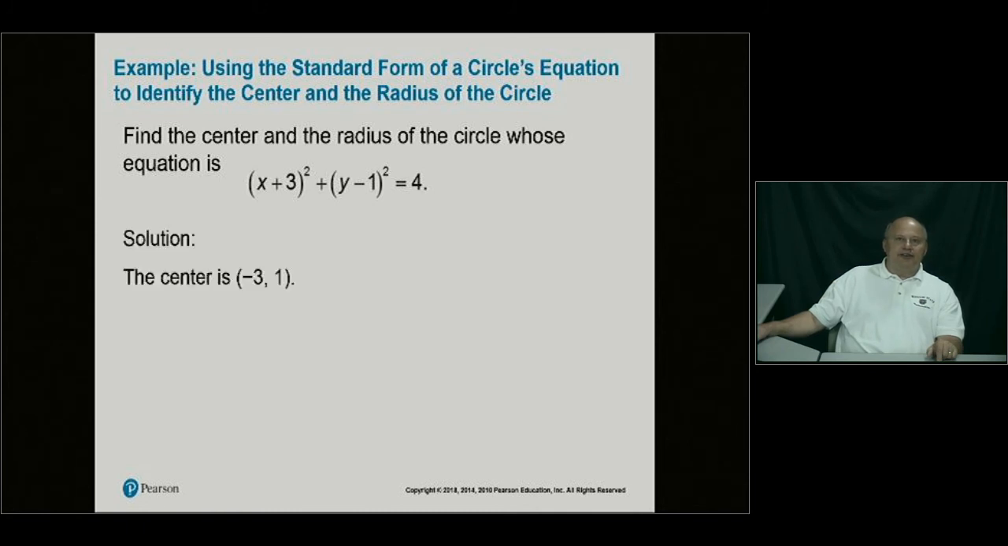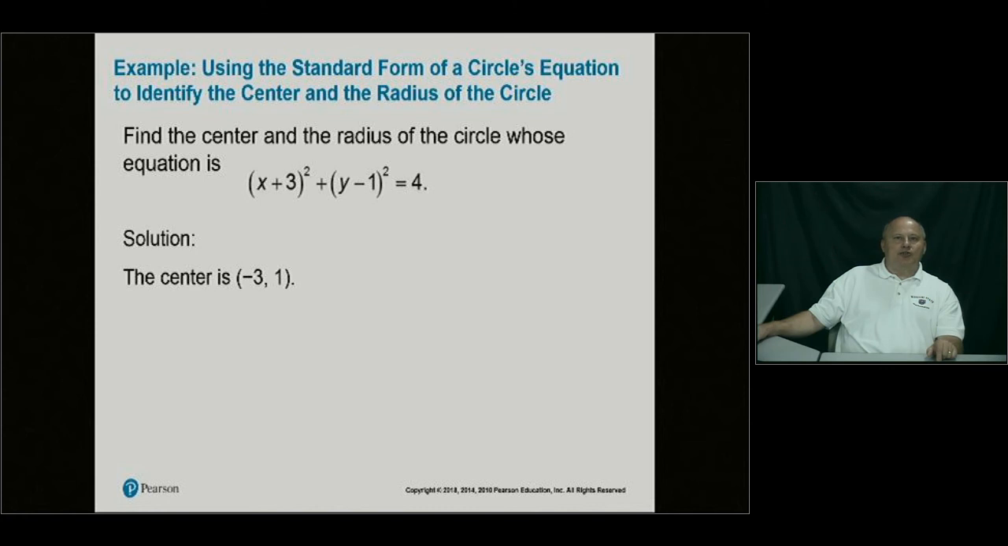So the solution here, the center is -3, 1. You're like, why is that? Well, because remember, it's x minus h. So minus h equals 3. If minus h equals 3, then h is -3. And then minus k equals -1, so that means k is 1. So the center is -3, 1.